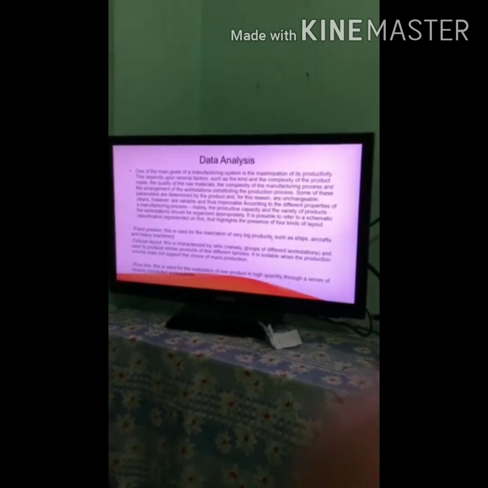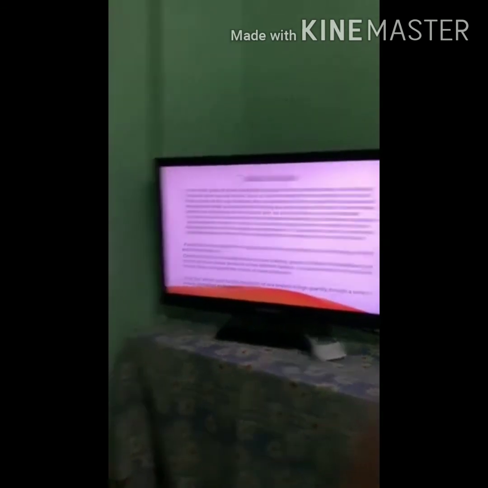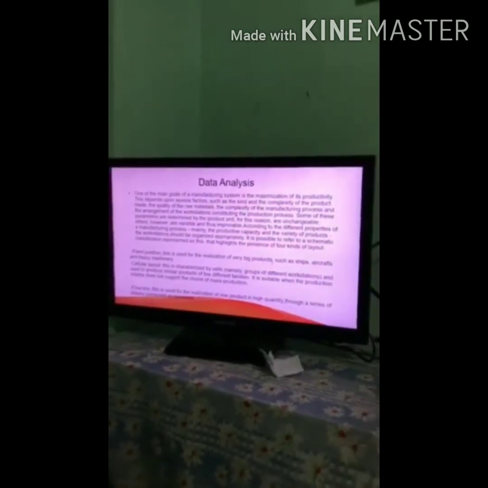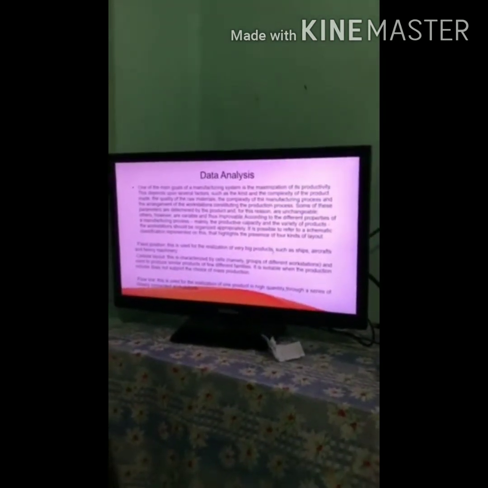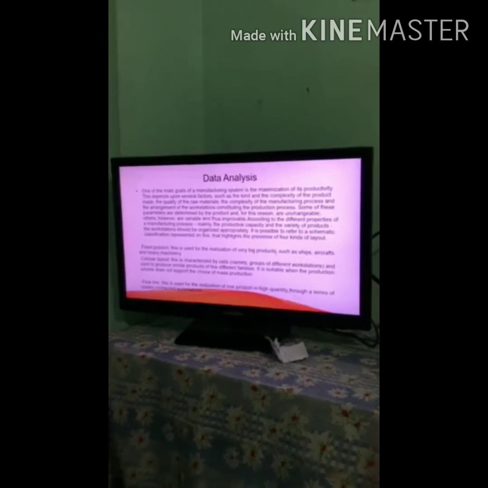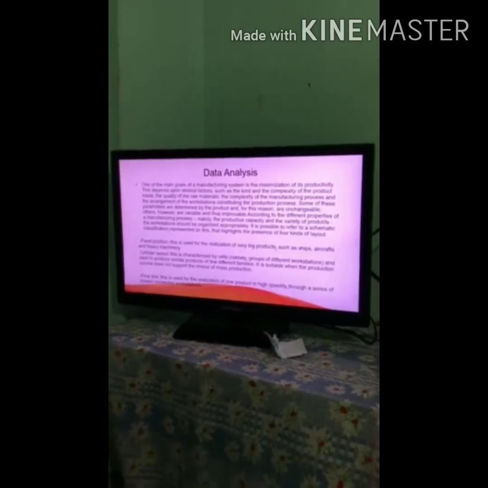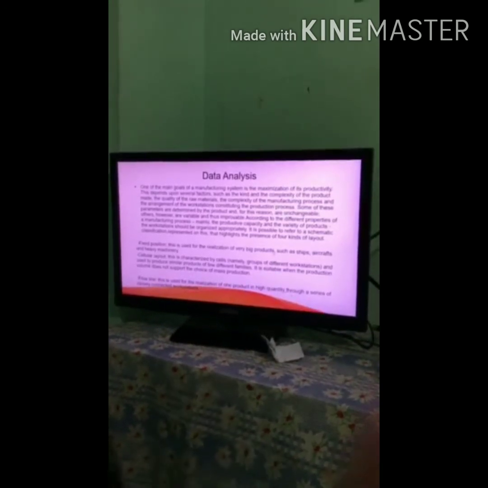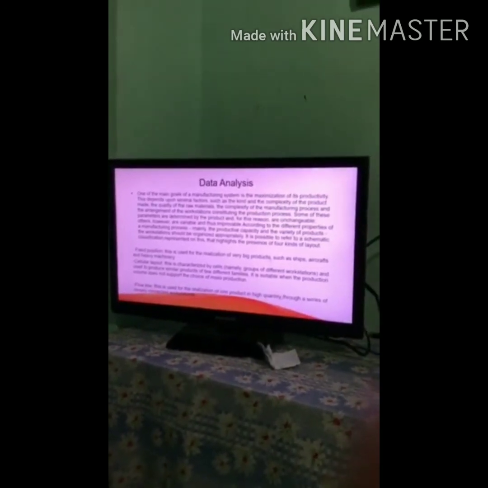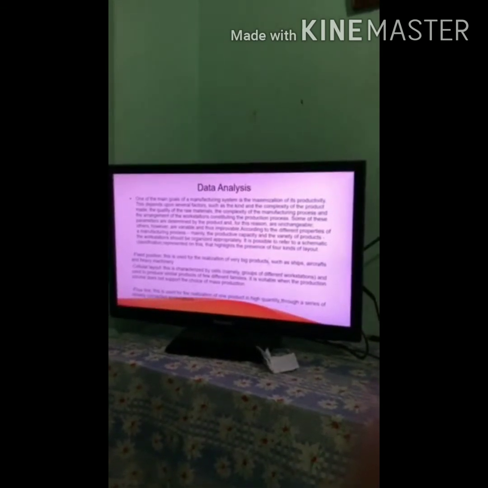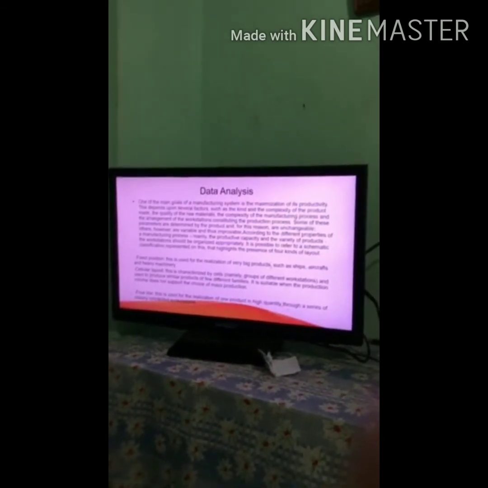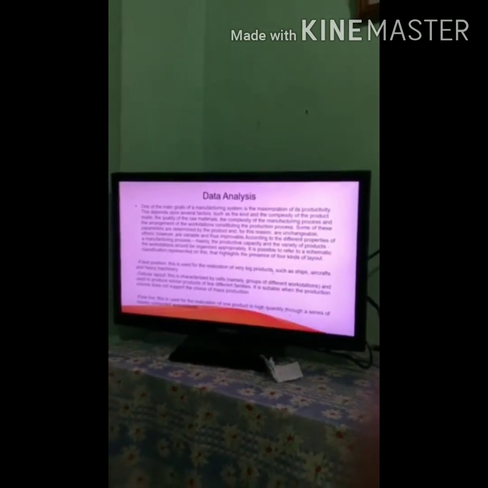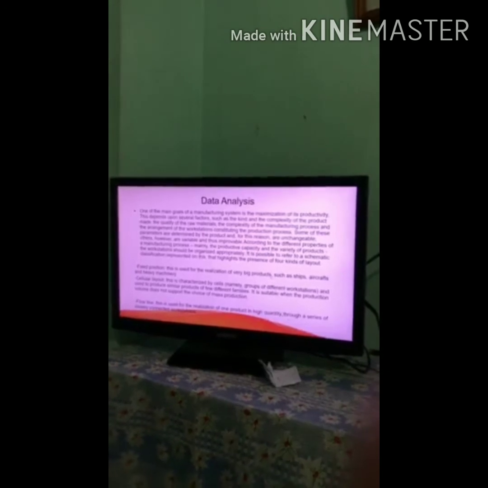So in a manufacturing system or in a production, one of their main goals is to produce good quality of the raw materials and good product. So according to the different properties of a manufacturing process, mainly the productive capacity and the variety of products, the workstation should be organized appropriately. So it is possible to refer to a schematic classification represented on this, that highlights the presence of 4 kinds of layout.